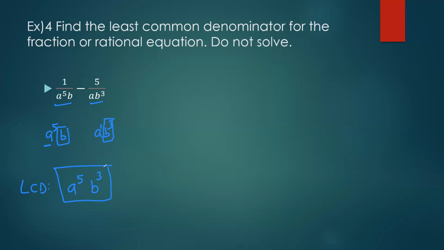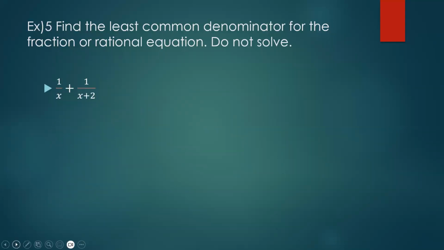Okay, so let's move on. Let's do example 5. So we have 1 over x plus 1 over x plus 2. So it's a little bit different now. Is it in the most prime form? I believe so. Did you know that x plus 2 is actually one term? People think it's two terms, but it's not. x plus 2 is actually one term. It's like x plus 2 raised to the 1. And then x is also one term. So it's in the most prime form.